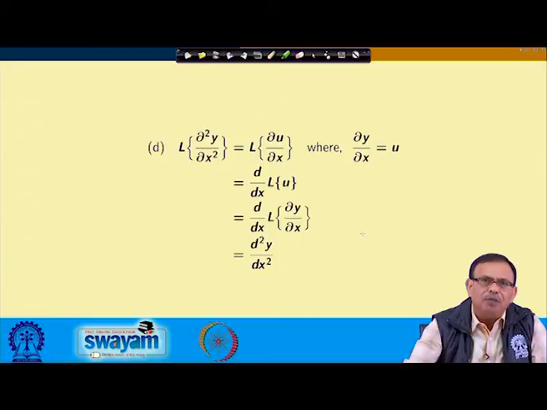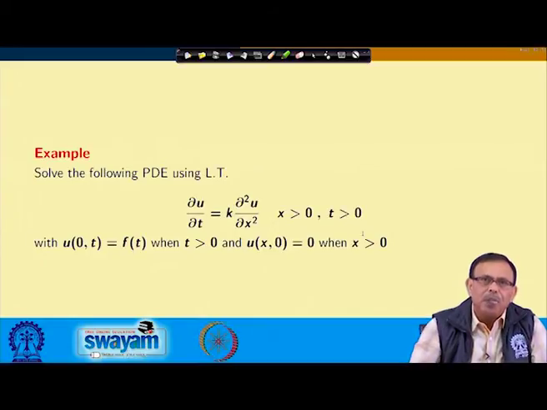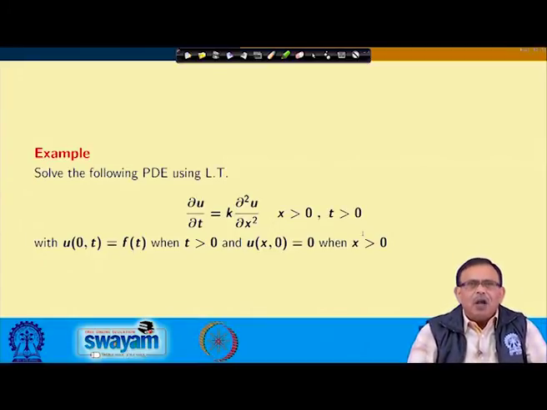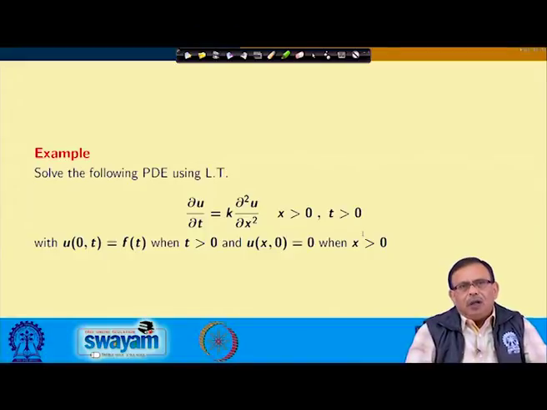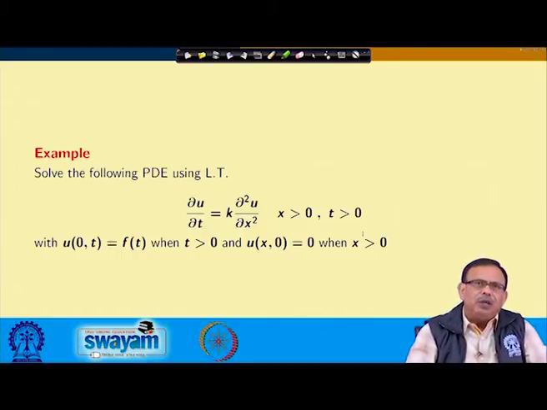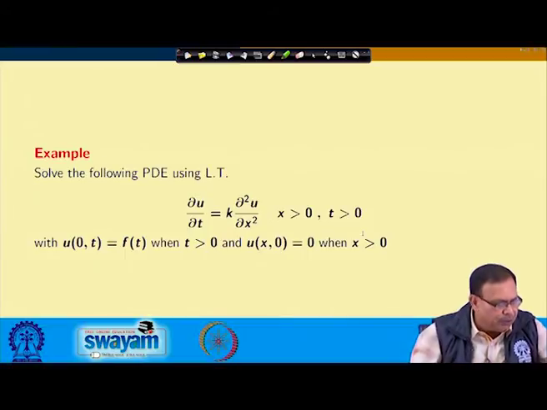For evaluation of these partial derivatives with respect to Laplace transform, I have to use these four. Now, let us see the first application. I want to solve this PDE. I will take the heat equation, wave equation and Laplace equation one by one. The first equation I am taking is del u del t equals k del 2 u del x square, where both x and t are greater than 0. It is given that u 0 t equals f t whenever t is greater than 0, and u x 0 equals 0 whenever x is greater than 0.